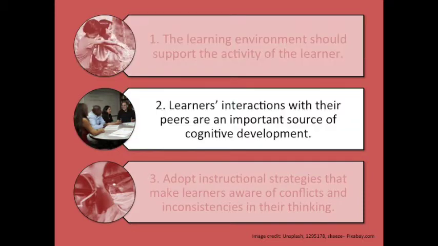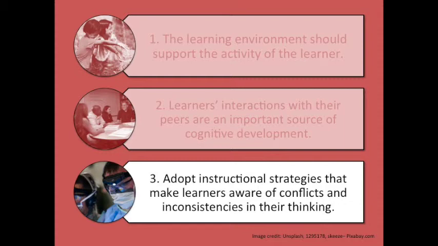2. Learners' interactions with their peers are an important source of cognitive development. One characteristic of pre-operational children is their egocentrism, and Piaget saw that peer teaching and interactions were healthy ways to help children expand their thinking beyond themselves. Group interactions are also beneficial for adult learners for the interpersonal relationships that they offer, as well as the support given and received through being a part of a learning community.